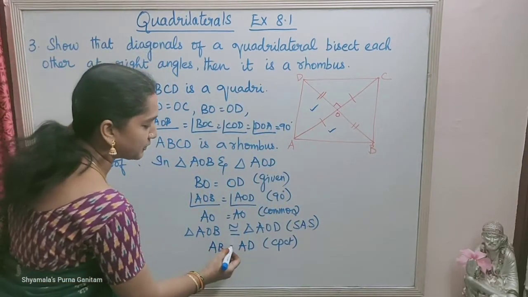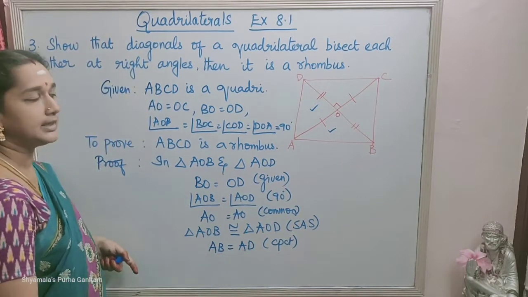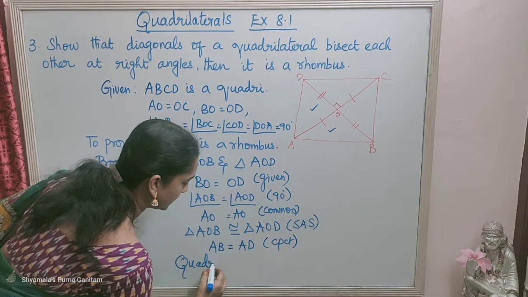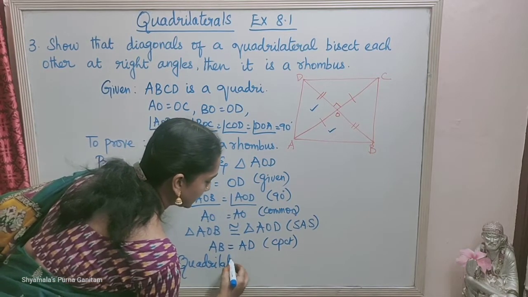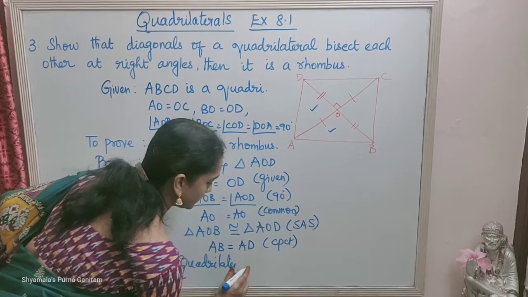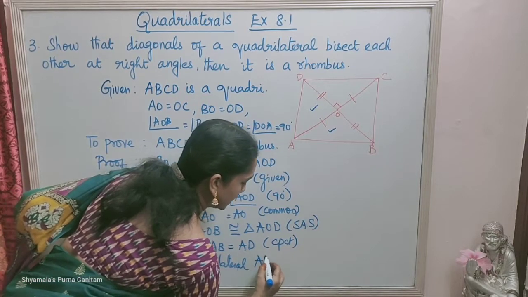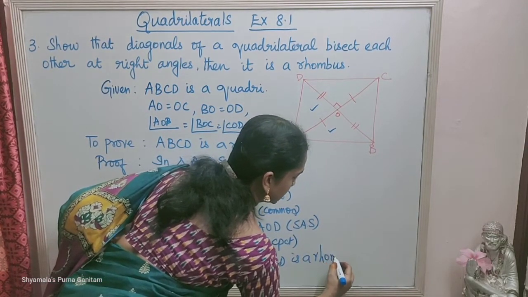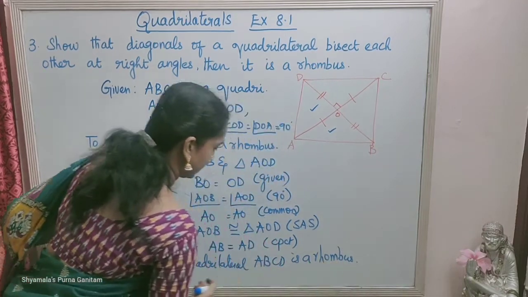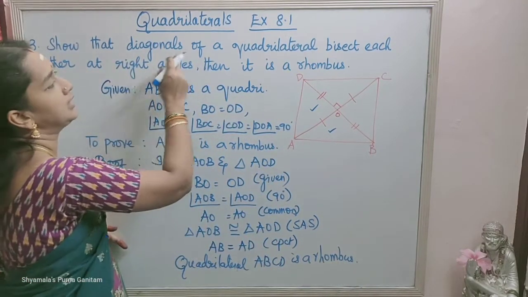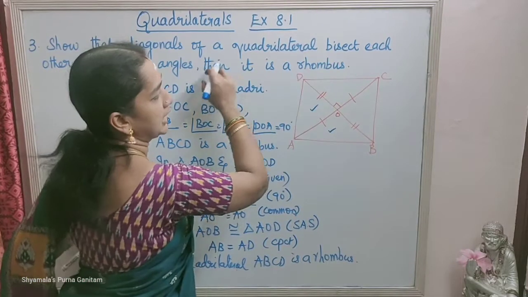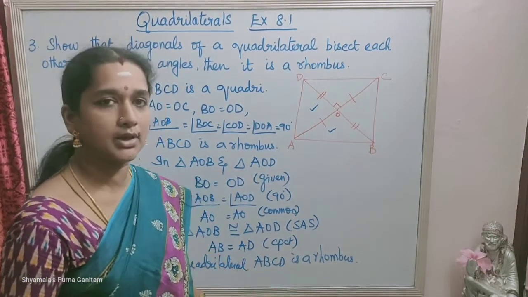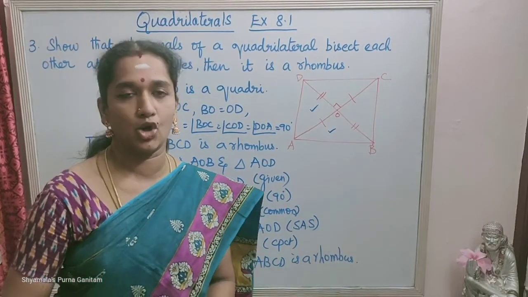So if one pair of adjacent sides is equal, then quadrilateral ABCD is a rhombus. That is the thing we are asked to prove. In the given quadrilateral, a few conditions are given, and we have to show that it is a rhombus. So we have shown that the quadrilateral ABCD is a rhombus.